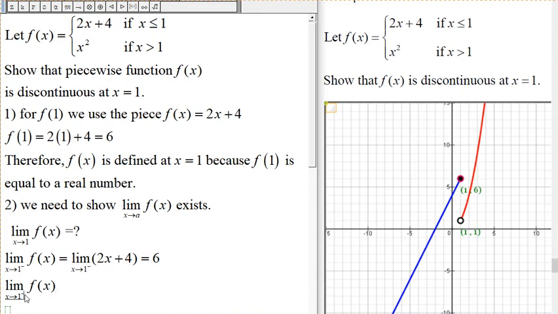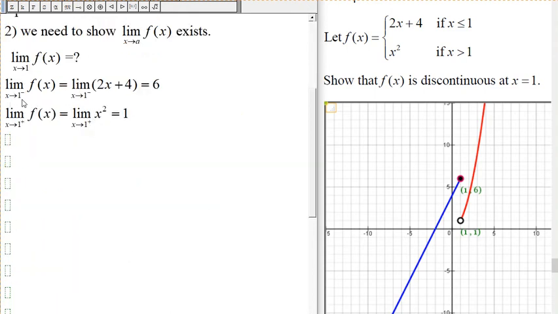And now we need to find the limit from the right of 1. So this is 1 right here. And we're approaching 1 from the right, meaning we're to the right of 1. If we are to the right of 1, then we would use the piece f of x equal to x squared. And therefore the limit right here is x squared. As x approaches 1, x squared will approach 1 squared, which is 1.